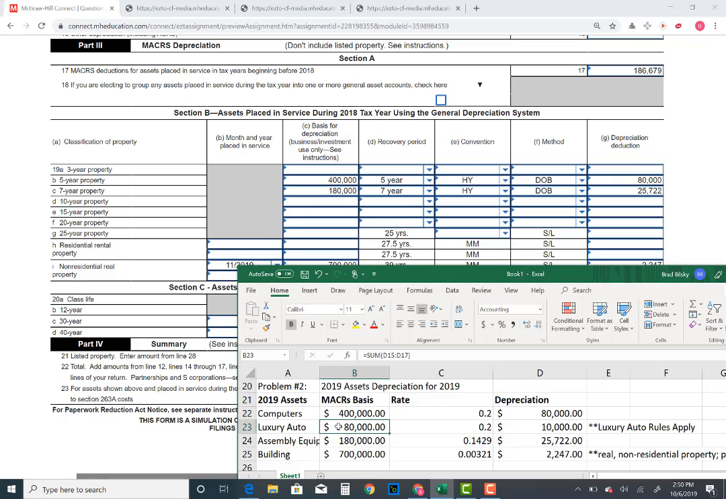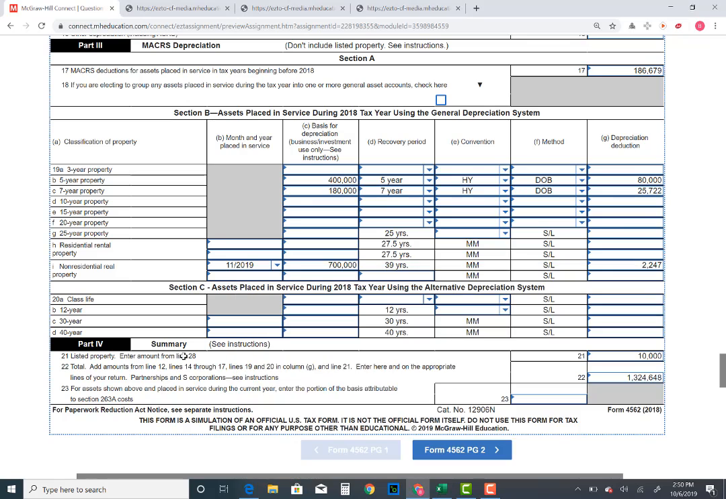The reason we didn't include the 80,000 is that it's what we call listed property. Notice down here, we're going to have a little separate section. So that's a specific rule of the tax form: we don't want to group that together, because even though it's 5-year property, it falls in a different category, so it comes down here.